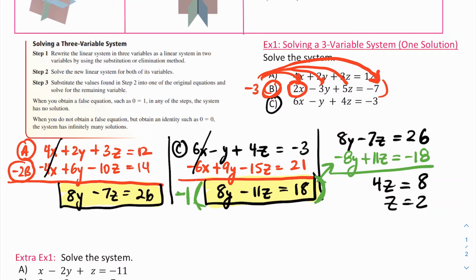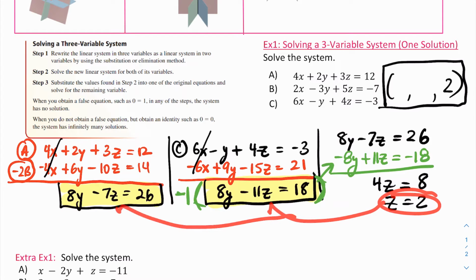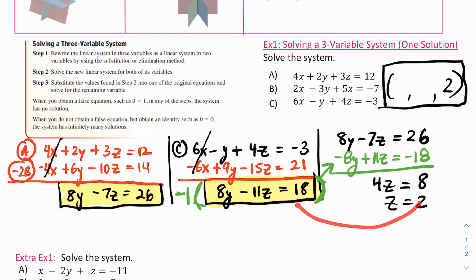This answer will be an ordered triple. Let me erase this stuff up here. An ordered triple is an x, y, z. So I have x, y, and z is 2. So I already know the z answer. Now we're still ignoring everything else except for the two highlighted equations. Once you have z equal to 2, that must be plugged into this one or this one. It doesn't matter which one you use, okay? So you're either plugging into this equation or that equation.